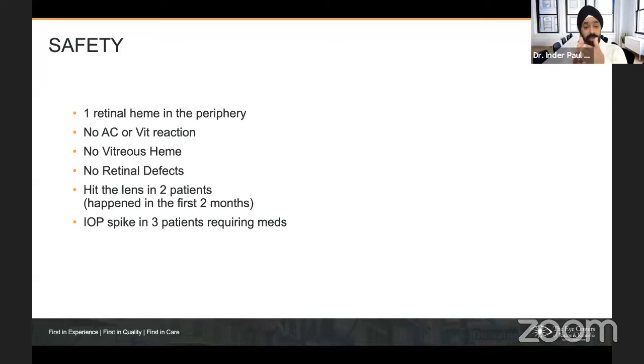And the learning curve is to know how to titrate the illumination, how far back from the lens you can be. And that takes time. So I did hit 2 lenses, and I'll show you that. In the study here, we had 3 patients with pressure spikes that needed medications. Now over 6,000 sessions, I've seen more pressure spikes, of course, but still the total adverse event profile is less than 1% in my hands as well.